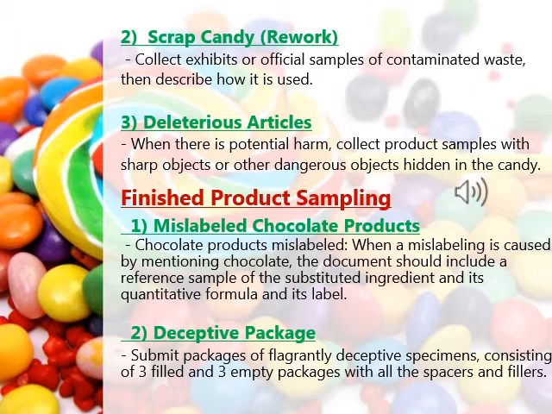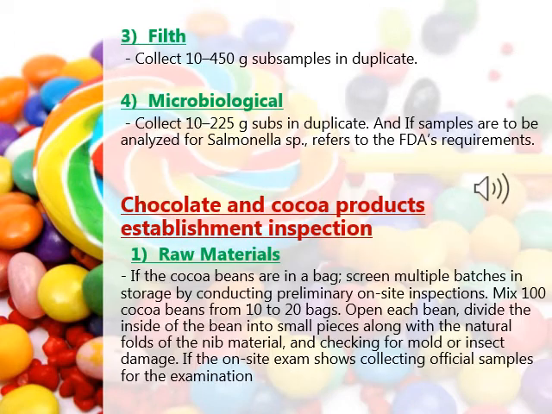2. Deceptive package. Submit packages of flagrantly deceptive specimens consisting of 3 filled and 3 empty packages with all the spacers and fillers. Third, filth. Collect 10 to 450 gram subsamples in duplicate. Fourth, microbiological. Collect 10 to 225 gram subsamples in duplicate, and if samples are not to be analyzed for Salmonella species, refer to the FDA requirements.